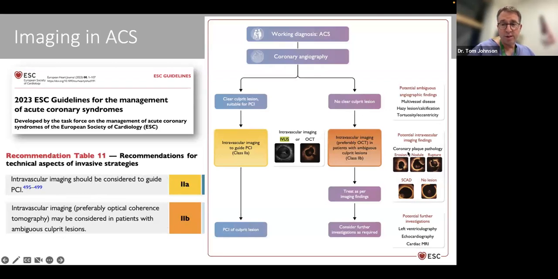And so trying to understand whether we have erosion, rupture, nodule, spontaneous dissection, or whether actually this is non-coronary, and potentially then we shift to other modalities like MRI to look for evidence of myocarditis or significant inflammation.